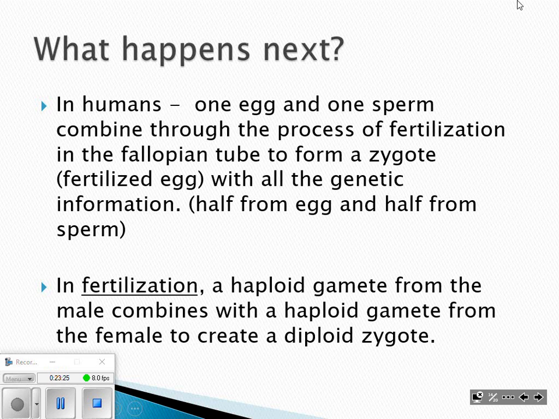So again, what comes after this? In humans, 1 egg and 1 sperm combine through the process of fertilization in the fallopian tube in females to form a zygote or fertilized egg. And this has all the genetic information, half from the egg and half from the sperm.